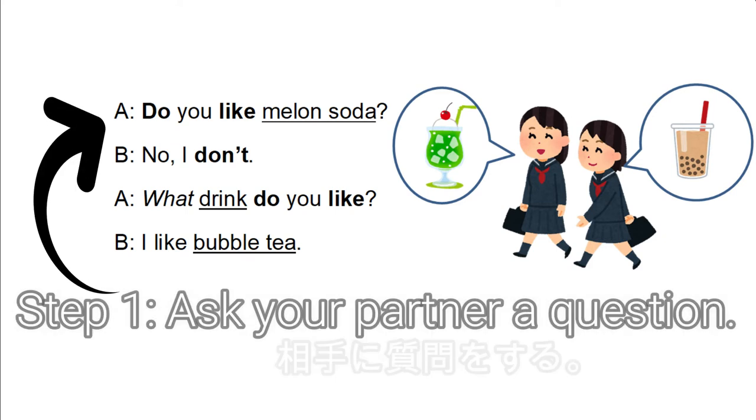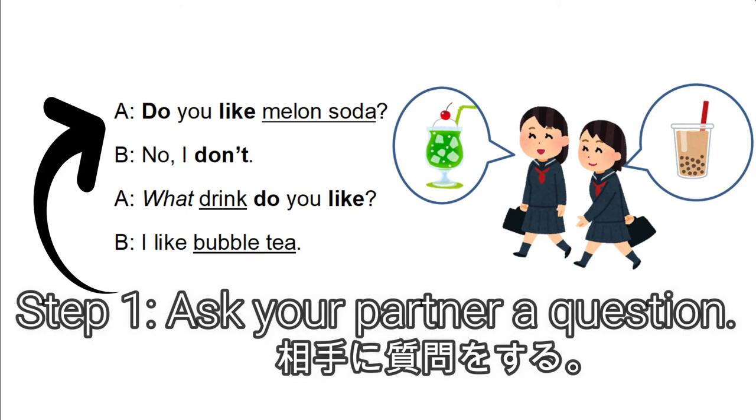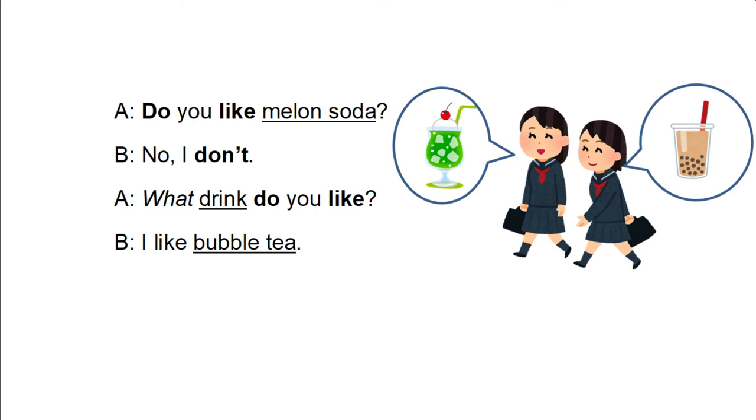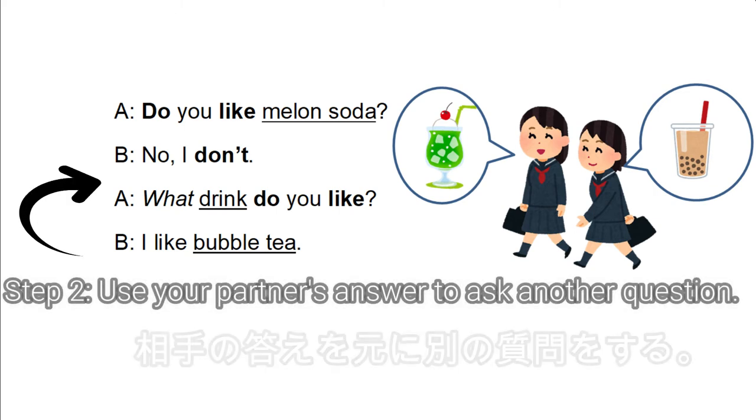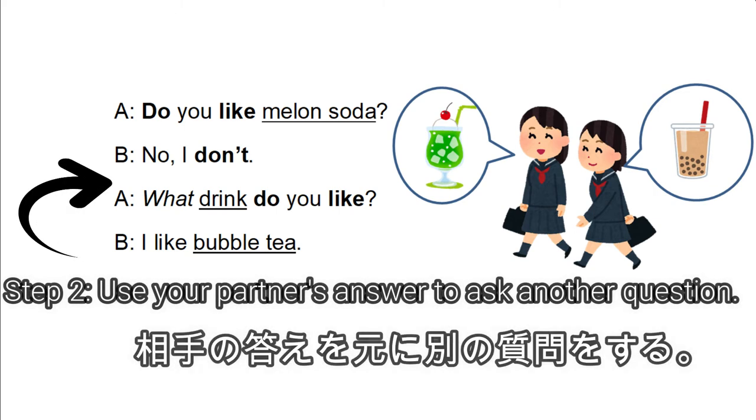Let's look at the steps to creating a conversation using follow-up questions. Step 1. Ask your partner a question. She asks her friend, "Do you like melon soda?" She answered, "No, I don't." So that brings us to step 2. Use your partner's answer to ask another question.